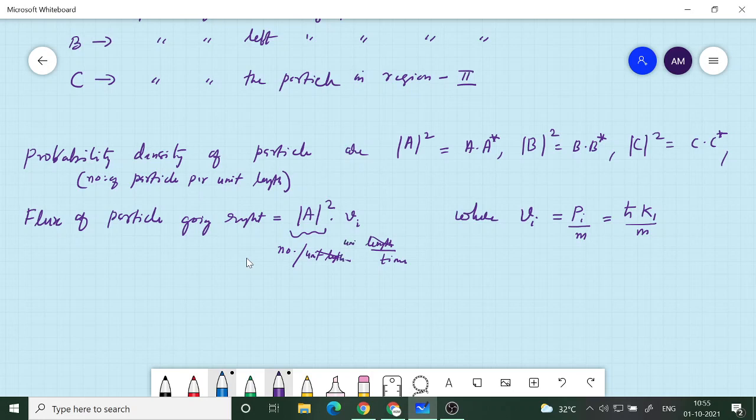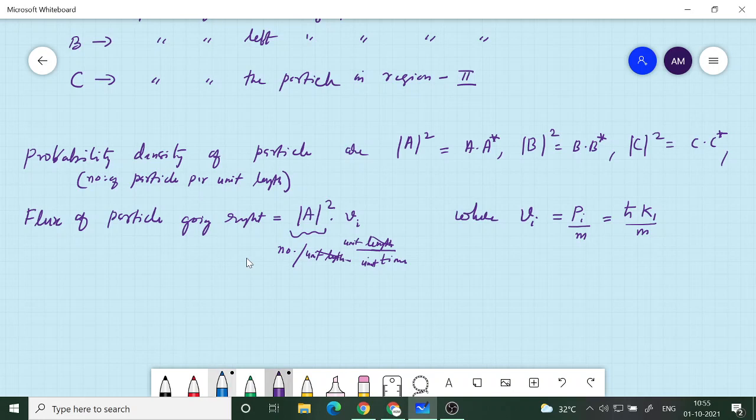So unit length by unit time. Because it is dividing, the units can cancel. So if you put that there, you can cancel this. So it is number per unit time. That is what we call flux. So that is given by this.